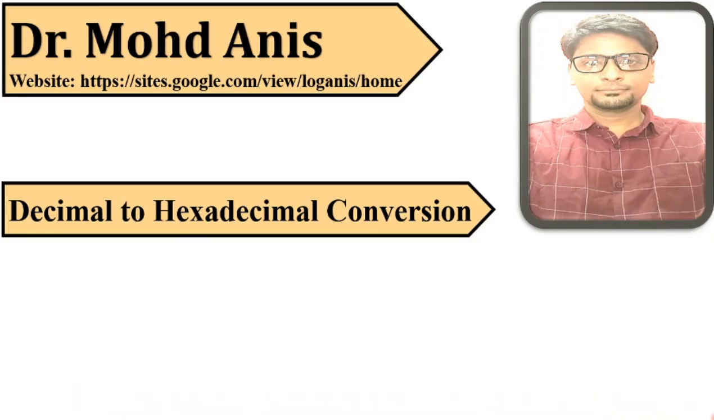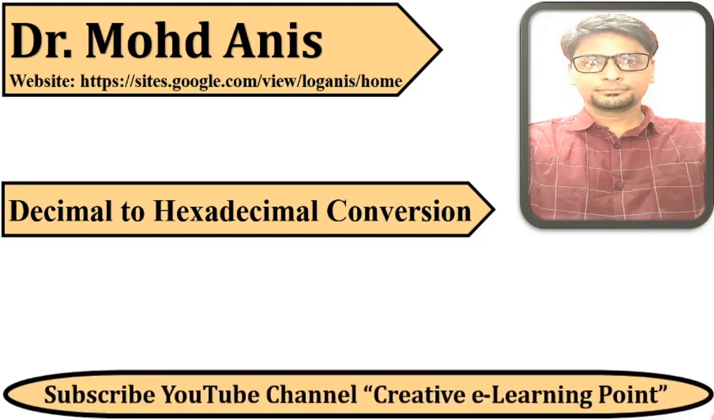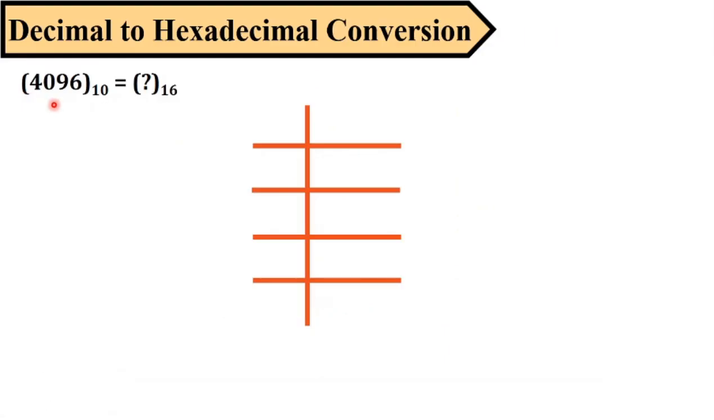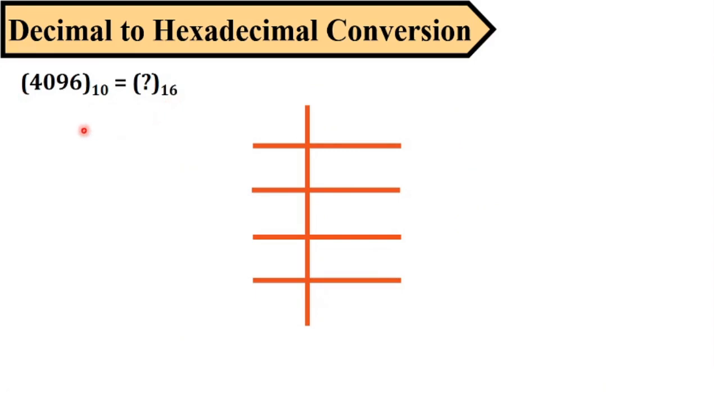In this video, we are going to learn how to convert a decimal number into a hexadecimal number. Keep in mind that the decimal number 10 is represented as A in the hexadecimal number system, 11 is represented as B, 12 is represented as C, 13 is represented as D, 14 is represented as E, and 15 is represented as F. Here we want to convert this decimal number into a hexadecimal number. Let's see how we are going to convert it.